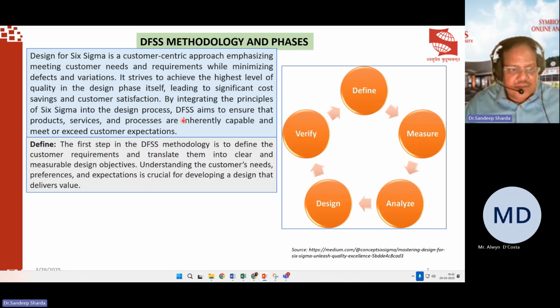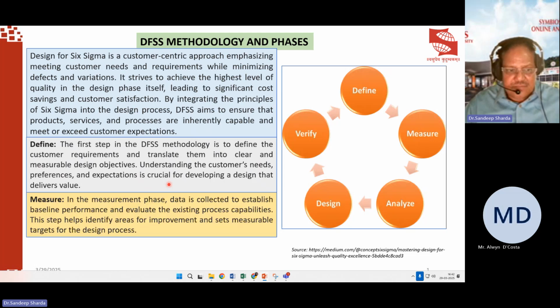So the define phase is the first step, that is, to define the customer requirements and translate them into clear, measurable design objectives, understanding the customer needs, preferences, and expectations.